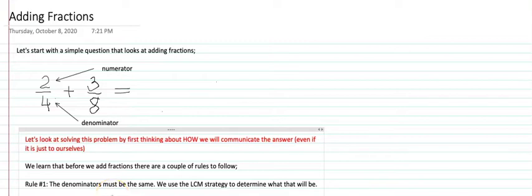Hello, let's take a look at a lesson on adding fractions. Let's start with a simple question that looks at adding fractions. We have 2 over 4 plus 3 over 8.